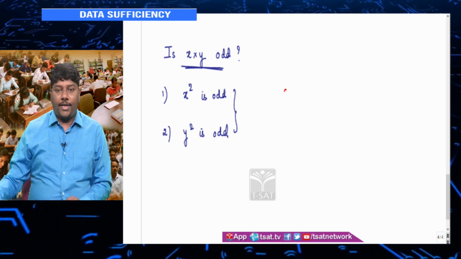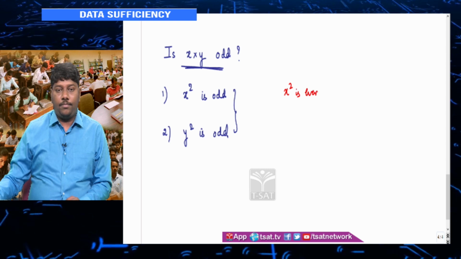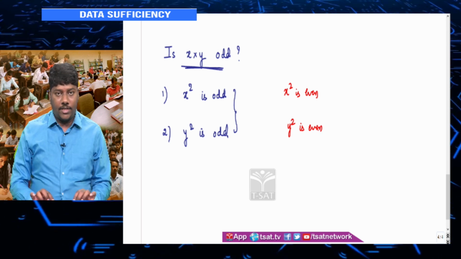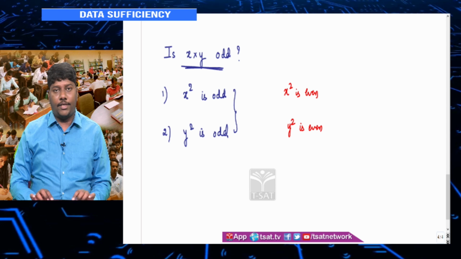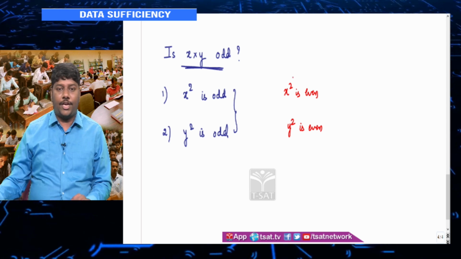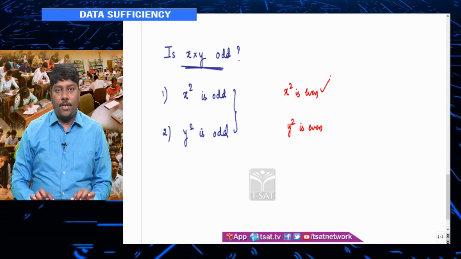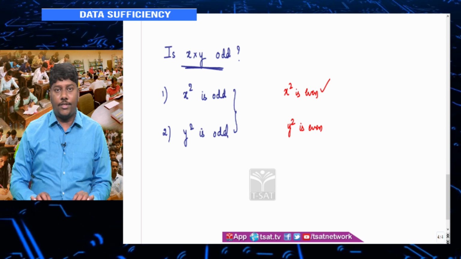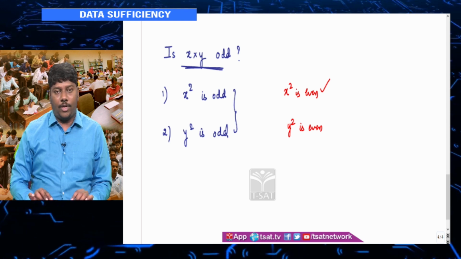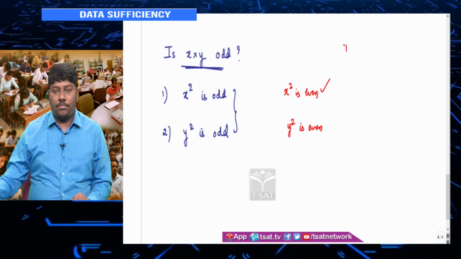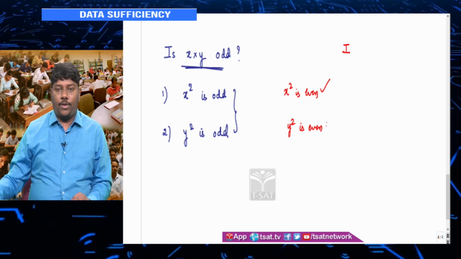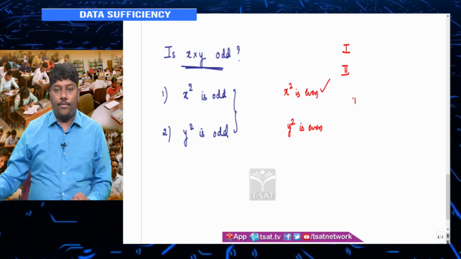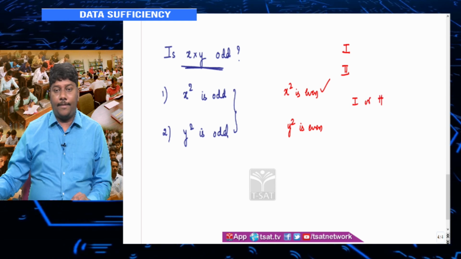Now, see here, if I say statement 1, x square is even, statement 2, y square is even. If statement 1 is x square is even, therefore, x is even. Therefore, x into y cannot be odd. So, I can say by using statement 1 alone. X square is even means x is also even. If x is even means x into y is also even. So, I can answer by using statement 1. So, it is 1. Y square is even means, so I would say 2 is also sufficient. So, 1 or 2. So, that is C.